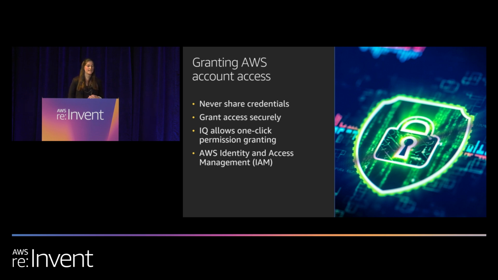The AWS Identity and Access Management documentation explains how to best grant access to your account. It involves getting the third party's AWS account ID, creating a role, and setting up cross-account access. Some of our customers, especially those who don't have a lot of experience working with permissions, found this process a little bit complicated or confusing. That's why we decided to build in one-click permission granting into the IQ system.